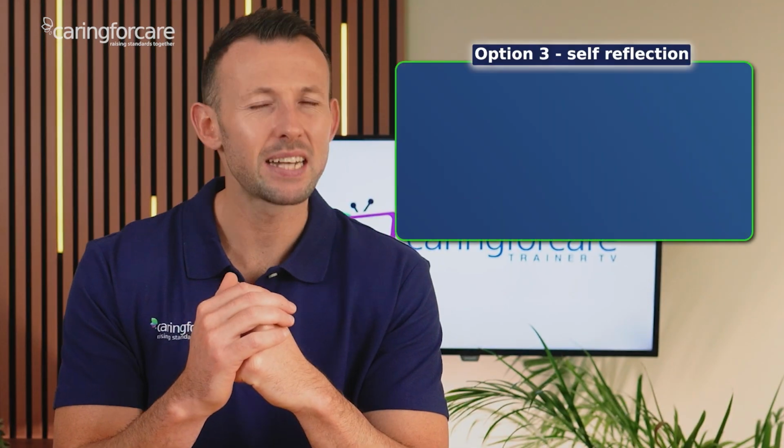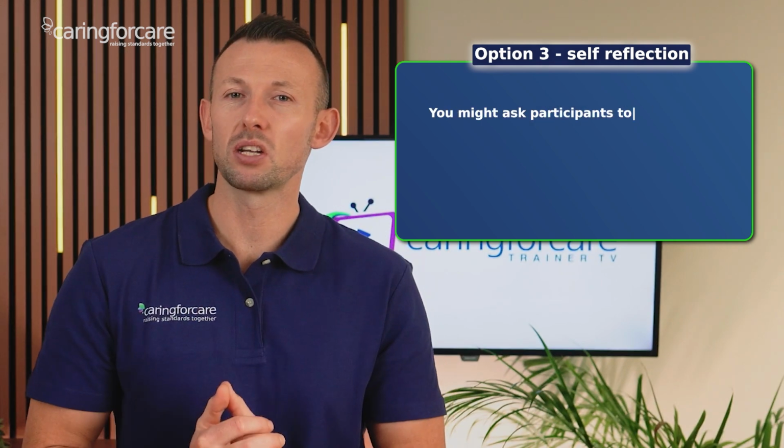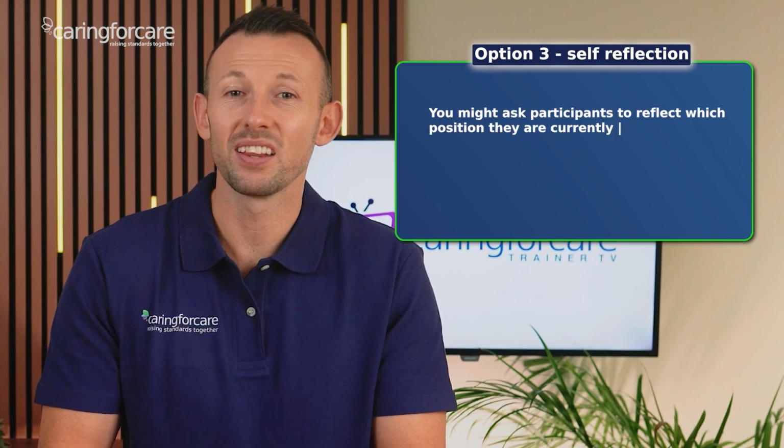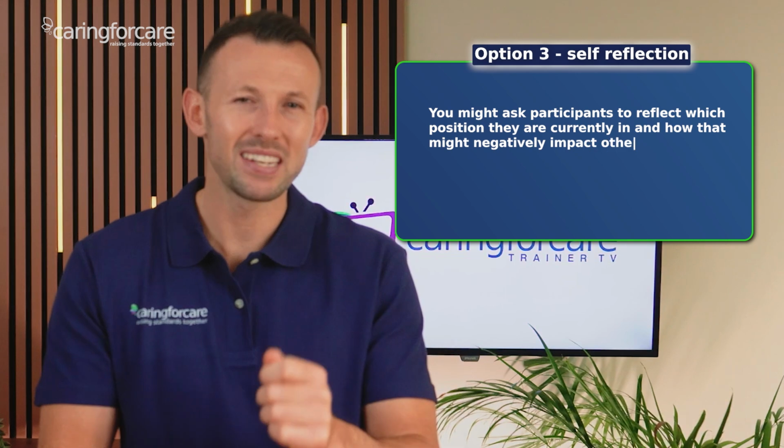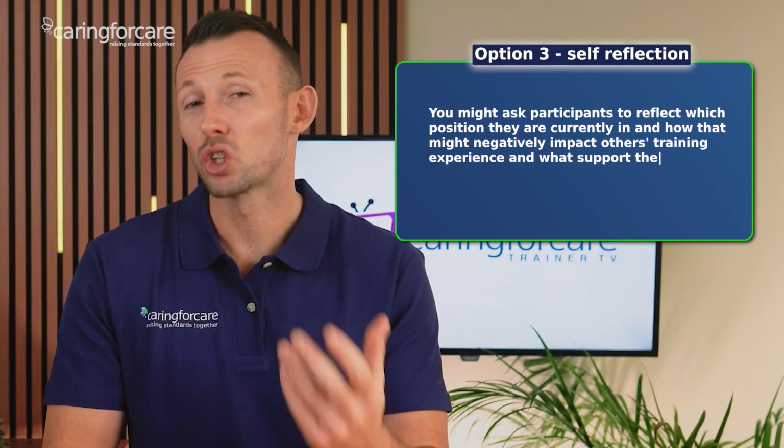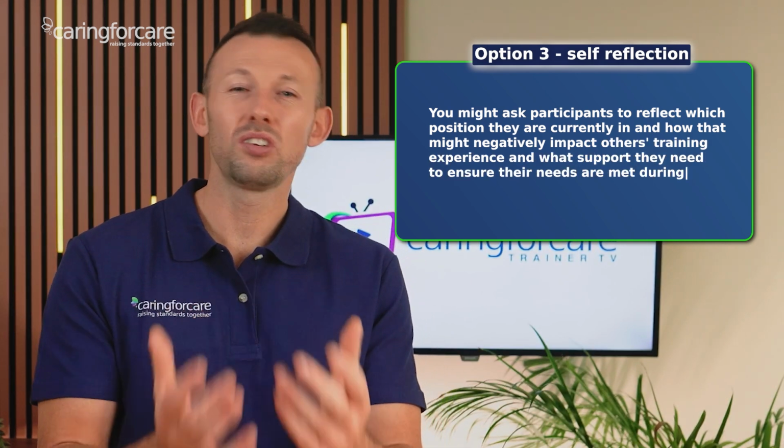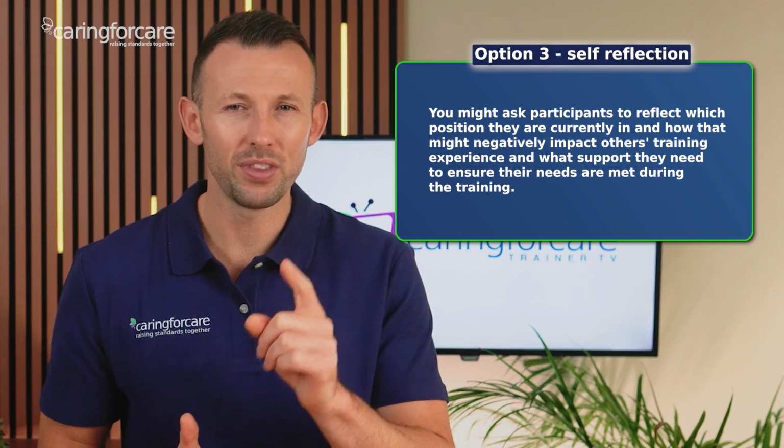Option 3, self-reflection. You might ask participants to reflect on which position they're currently in and how that might negatively impact others' training experiences, and what support they need to ensure that their needs are met during the training. Now, this can encourage bringing it to people's awareness and encouraging them to consider what support they might need.